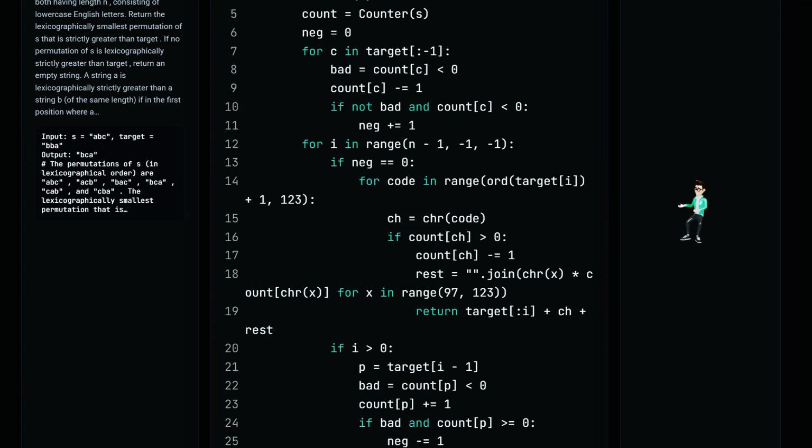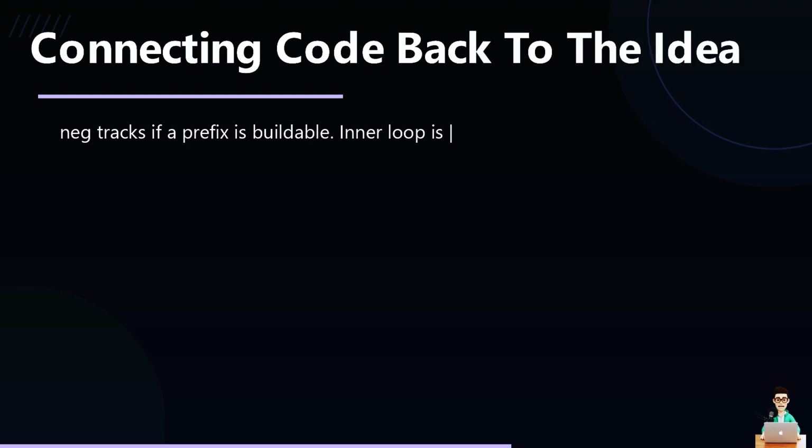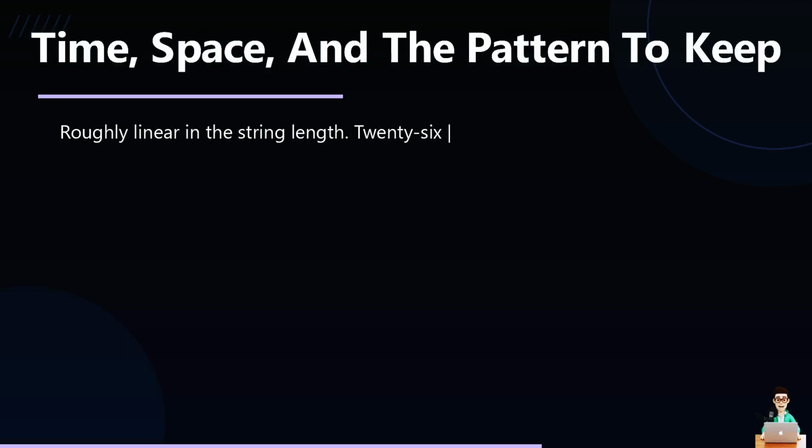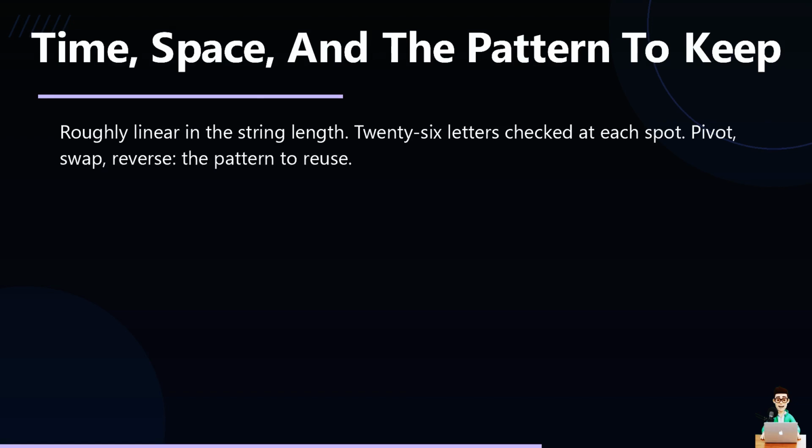The neg counter is doing the job the pivot scan did earlier. It's just checking whether this prefix is even possible before we bother searching. The inner loop over letters is exactly the find-the-smallest-bigger-one step from before, just applied to a count of letters instead of a fixed layout of digits. Each position does at most a fixed 26-letter check, so the whole thing runs in time proportional to the length of the strings, with only a small constant amount of extra space for the letter counts.